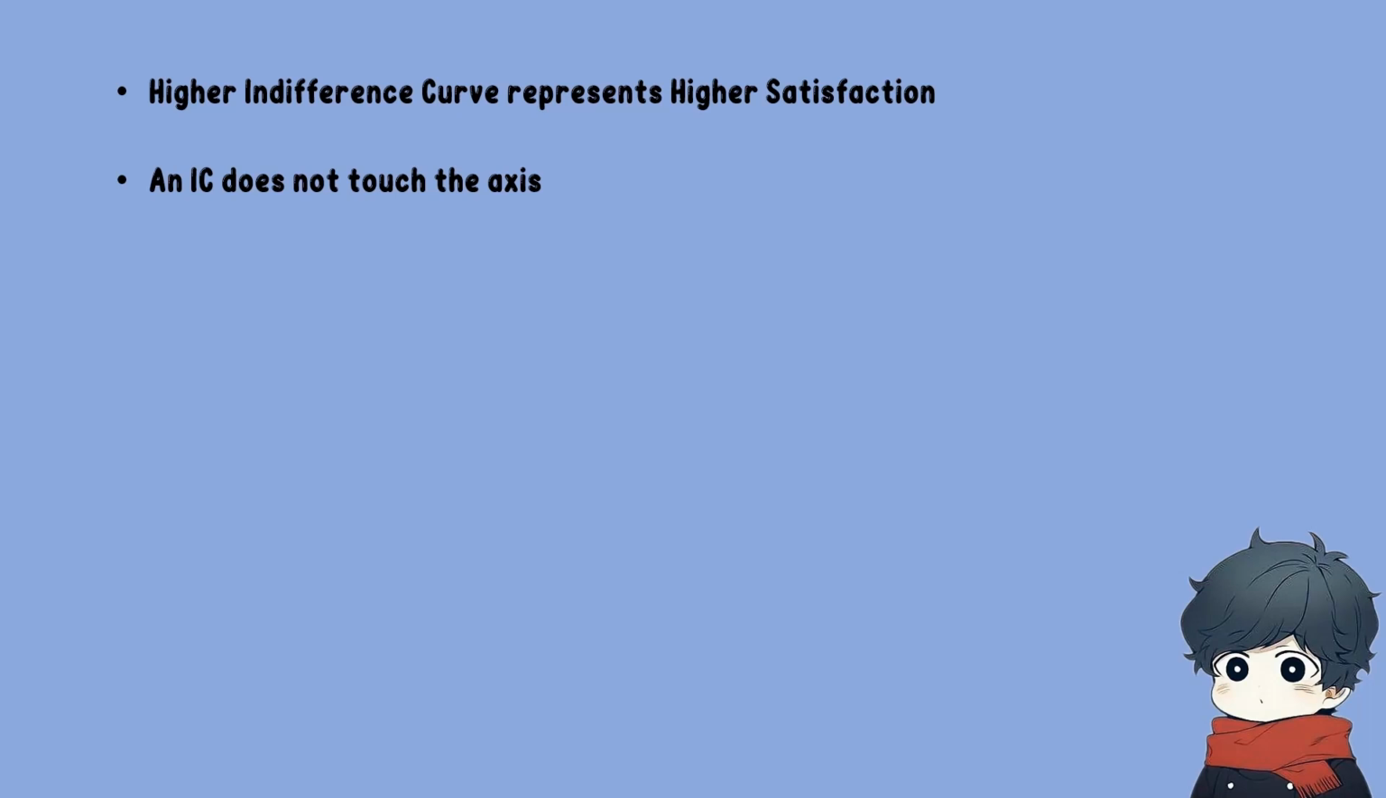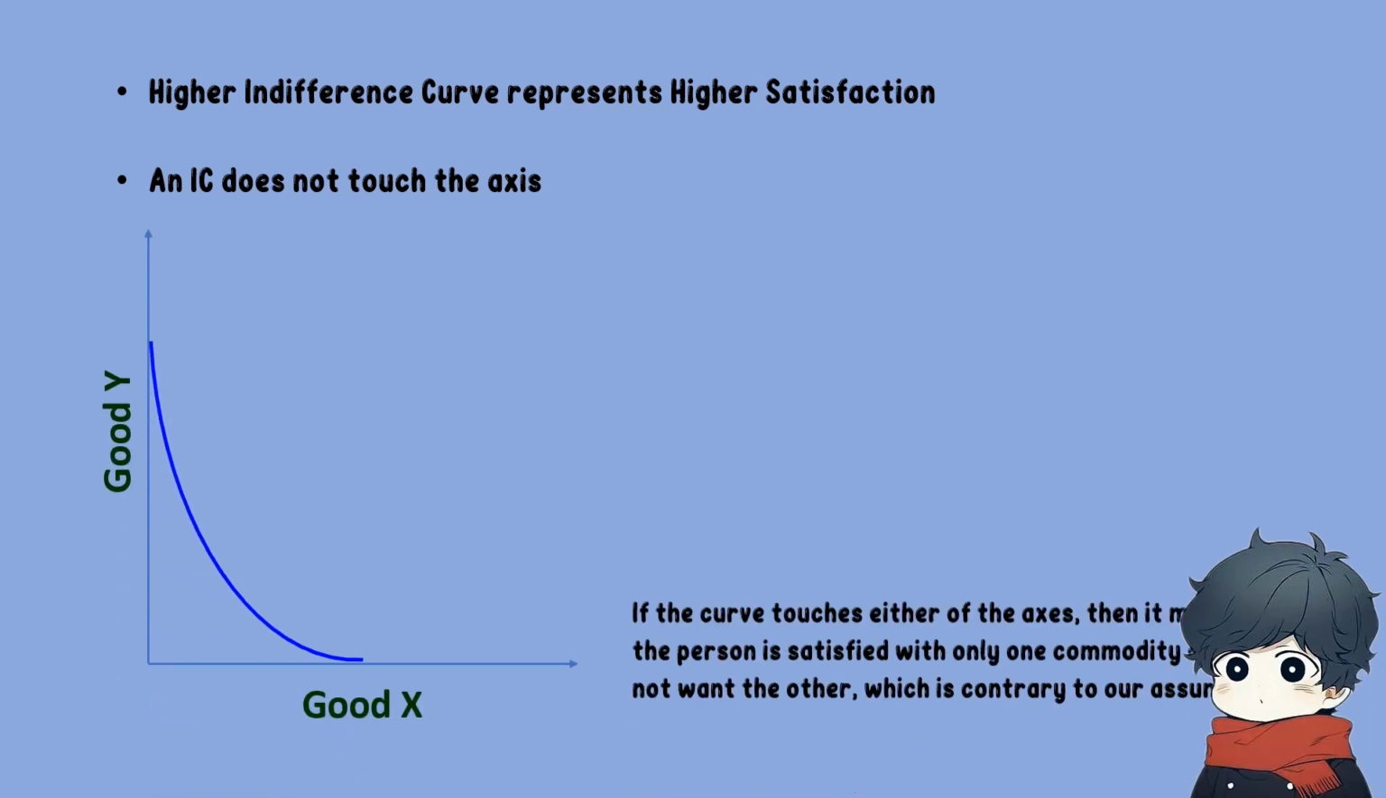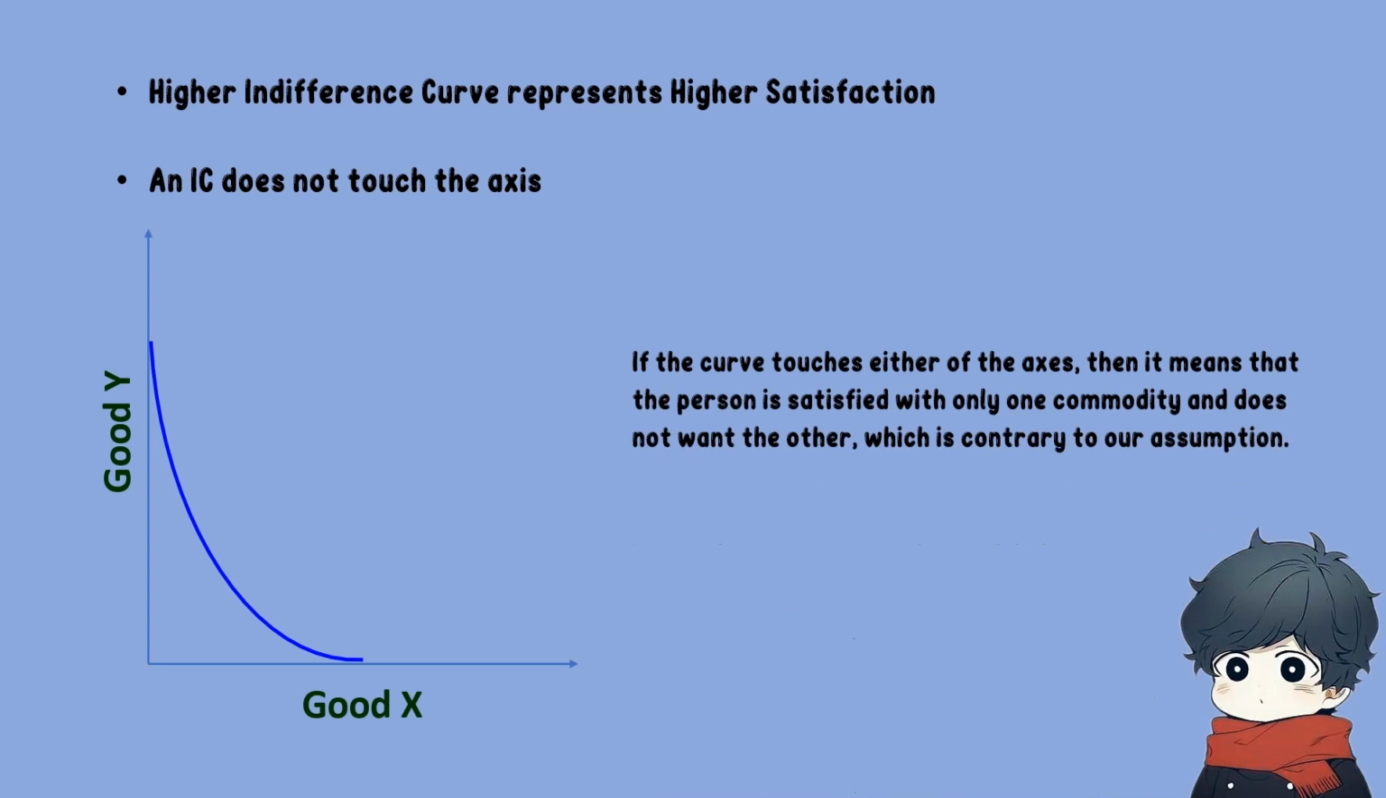This is not possible because of our assumption that a consumer considers different combinations of two commodities and wants both of them. As you can see in this graph, if the curve touches either of the axes, then it means that the person is satisfied with only one commodity and does not want the other, which is contrary to our assumption.